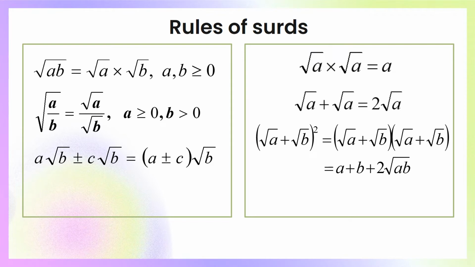And then root a plus root b, squared. So then we have to expand root a plus root b and root a plus root b. So then we get a plus b plus 2 root ab. And then root a plus root b multiply root a minus root b is equal to a minus b. So if we expand the surd with the conjugate of the surd, then we get a number, we get a value. So for this one, we expand root a plus root b multiply root a minus root b, and then we get a minus b.